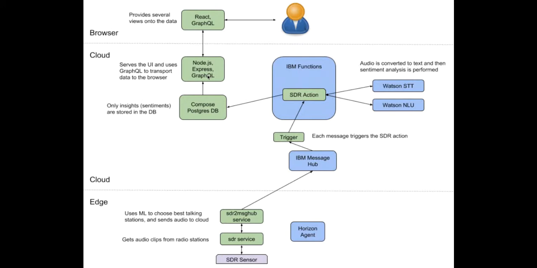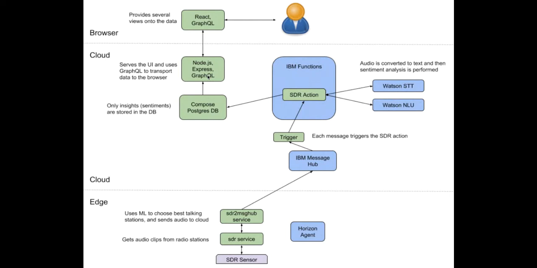Example of IBM's Edge Fabric, and we're going to use the software-defined radio example. This is a sample code that's provided by the Edge Fabric team, but let me give you a quick overview of what it does. So out on the edge, we have a small device that has an antenna attached and a couple of machine learning models running on it via Docker containers. And what they do is scan radio frequencies to find the best talking radio stations, a spoken word.